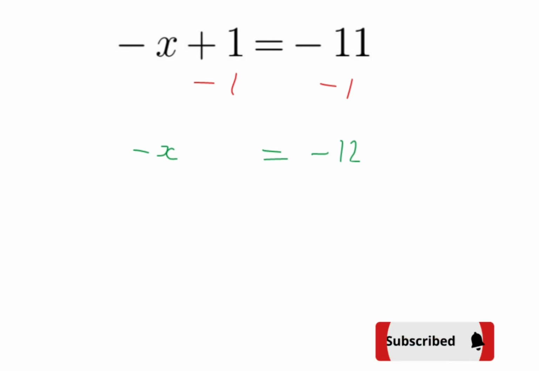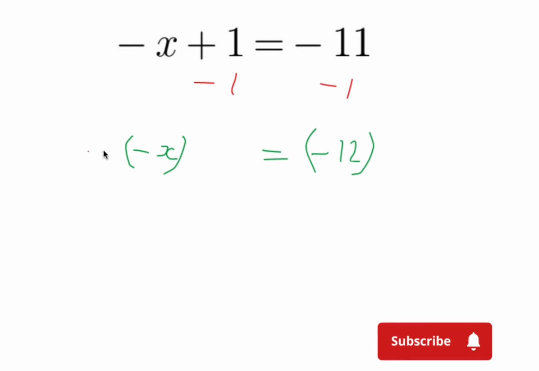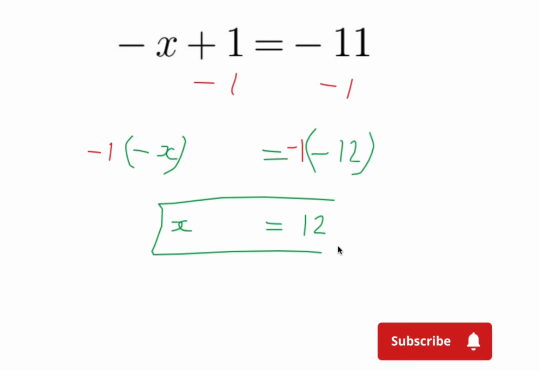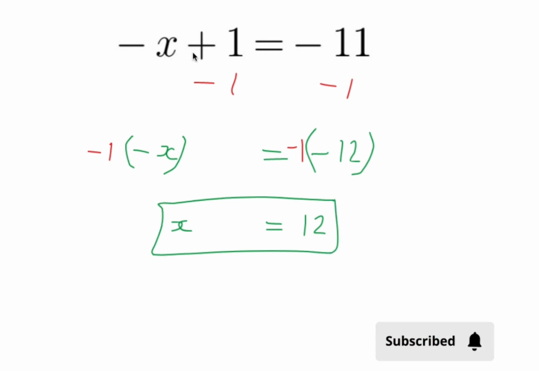Same thing, you can choose any one. I am multiplying both sides by minus 1. Okay, minus 1. So this is x and this is 12. So minus 12 plus 1 is minus 11.